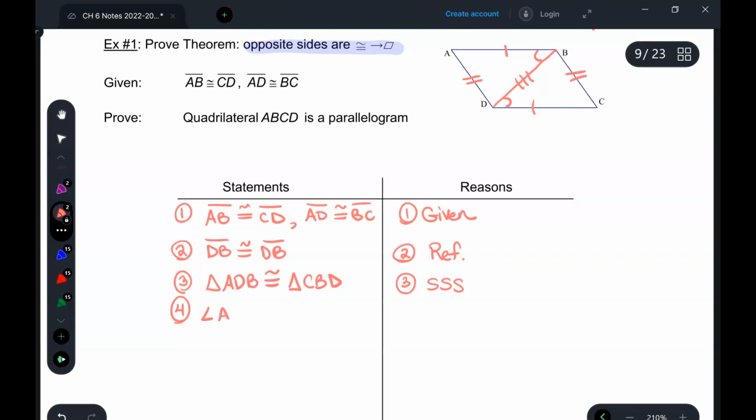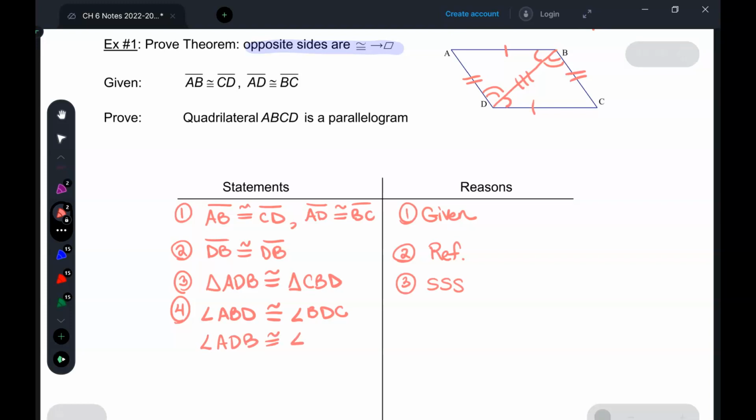I want to say angle ABD is congruent to angle BDC. And I also want to say these two are congruent, so angle ADB and angle DBC. Okay, just make all the angles congruent. Okay, hold on. There's a reason I chose those two pairs of angles. Now, the reason they are congruent comes right after side, side, side. So what's the reason? CPCTC.